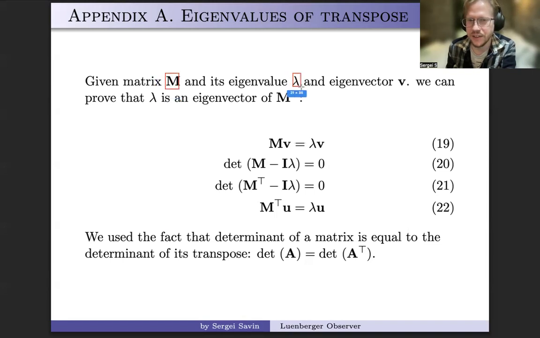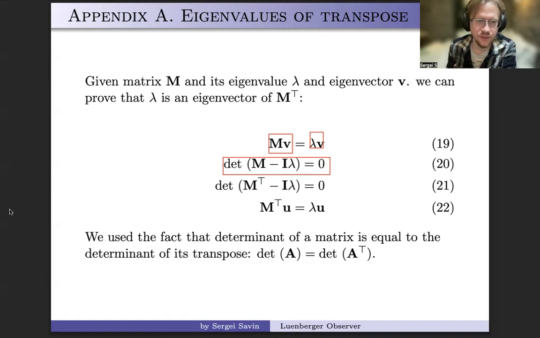Given matrix M and its eigenvalue and eigenvector, we can prove that the matrix M transpose would have the same eigenvalue, right? So the technique that I use here is just to write Mv equals lambda v. Because of this expression 19, I can write expression 20, put everything on the left-hand side, and it's equal to 0. That means the matrix is degenerate, so the determinant should be equal to 0, right?